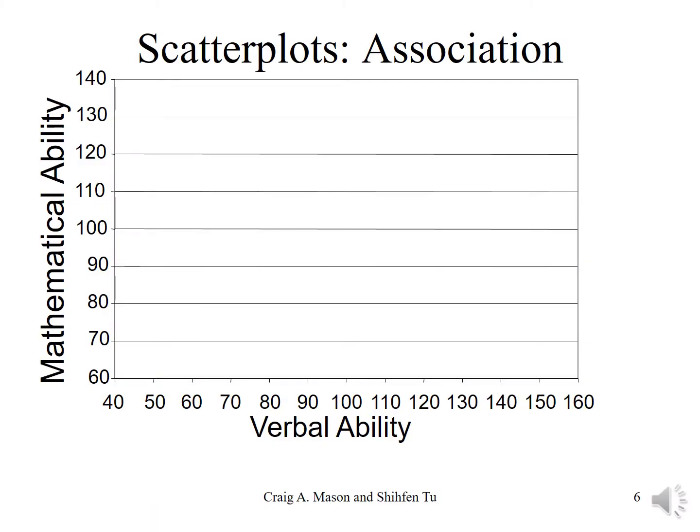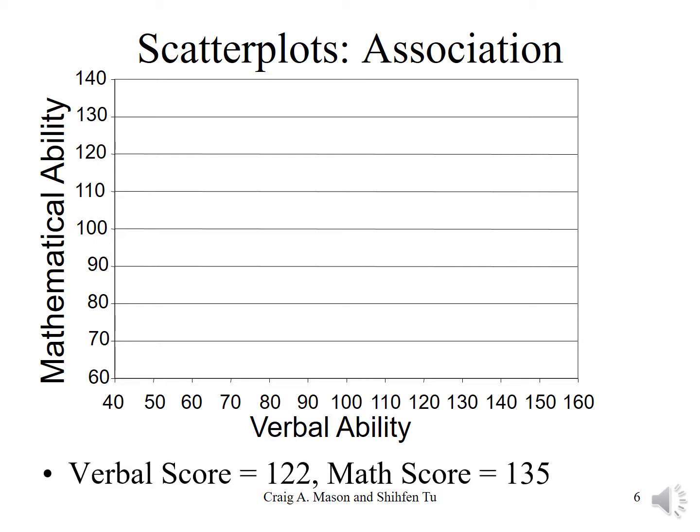Correlations like this can be presented visually using a scatterplot. In a scatterplot, each pair of scores is represented by a single point based on values of one variable along the x-axis and values of the other variable along the y-axis. For example, let's say that I want to make a scatterplot of student verbal and math ability based on a standardized test. We'll assume the first student has a verbal score of 122 and a math score of 135.